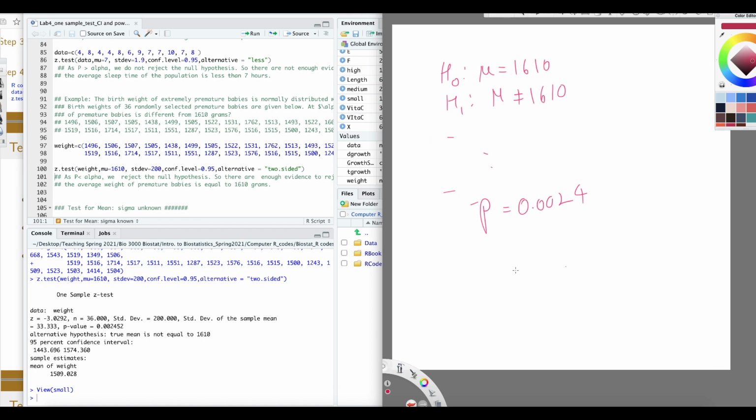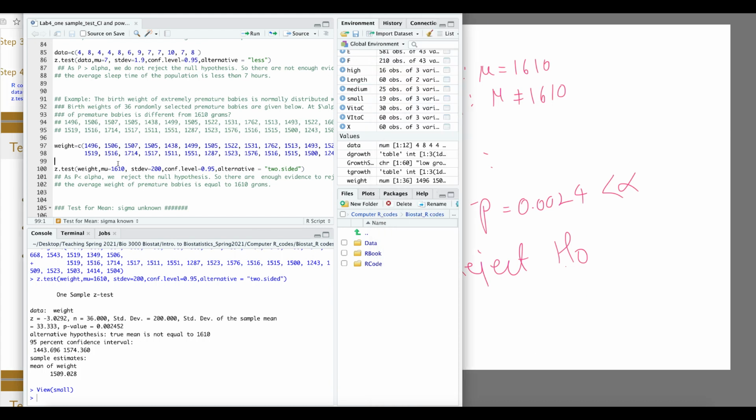Okay, so you reject the null hypothesis because the p-value is less than alpha. Reject H0, right? That's how you are supposed to answer your question, okay? Just run that code, find out what the p-value is, and then you say as the p-value is less than alpha, in this case we reject the null hypothesis. That is the decision. Now the conclusion is there is enough evidence to reject that the average weight of the premature baby is equal to 1610. So we reject that one, okay?